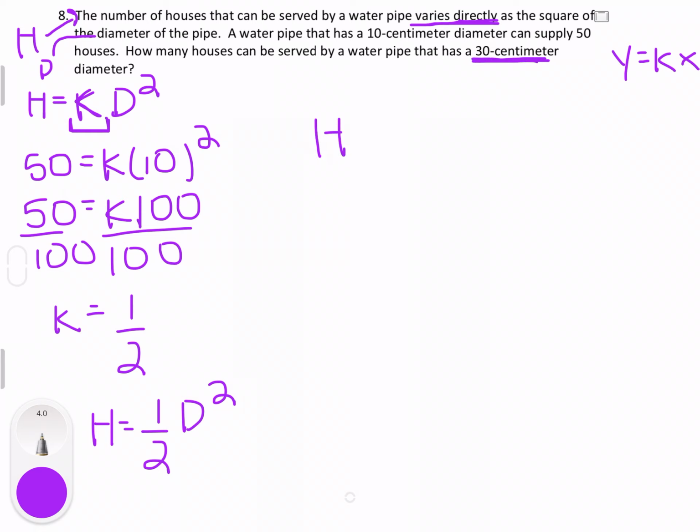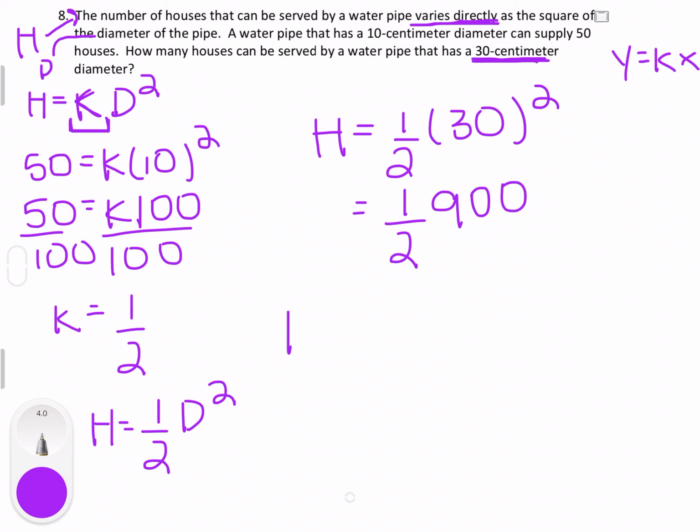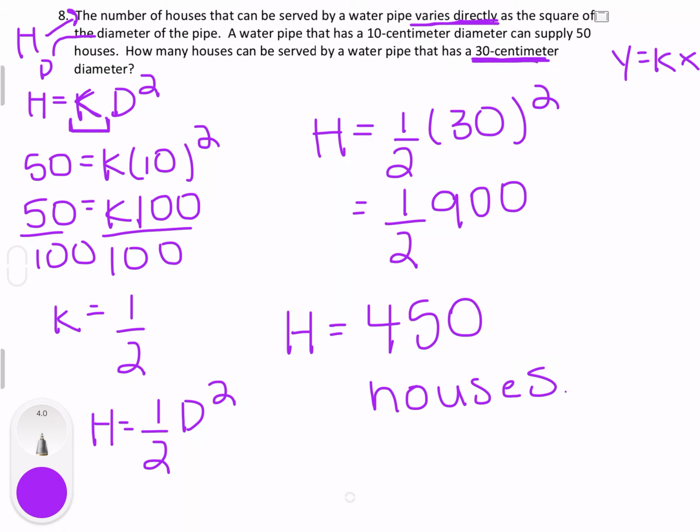So here's your h, and it's equal to 1/2, and now our d is 30 centimeters squared. So it's going to equal 1/2 of 900, and your h is going to equal 450 houses. Don't forget that label on there. And that's it.